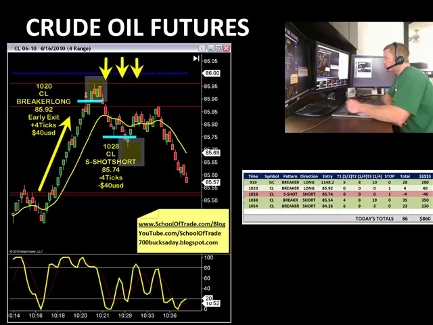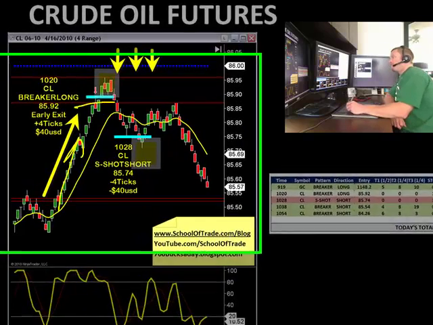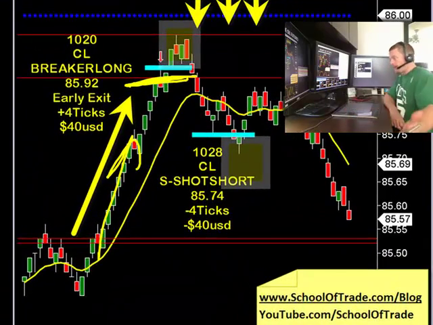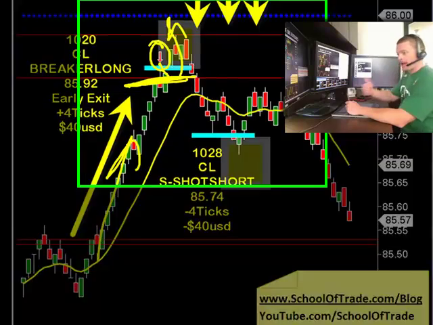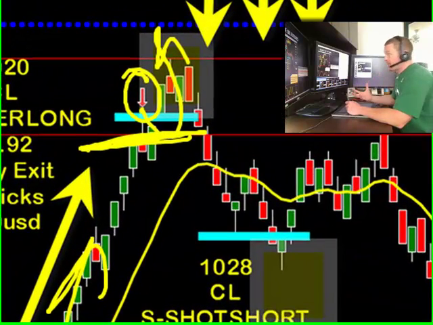Now the first trade of the day here on crude was this breaker pattern long. Short-term trend is up. We break above this red line here, right? These red lines are automatically located for me on my charts. We break above that swing high, and there's your breaker long. Lots of buyers, lots of speed, but nothing happened.